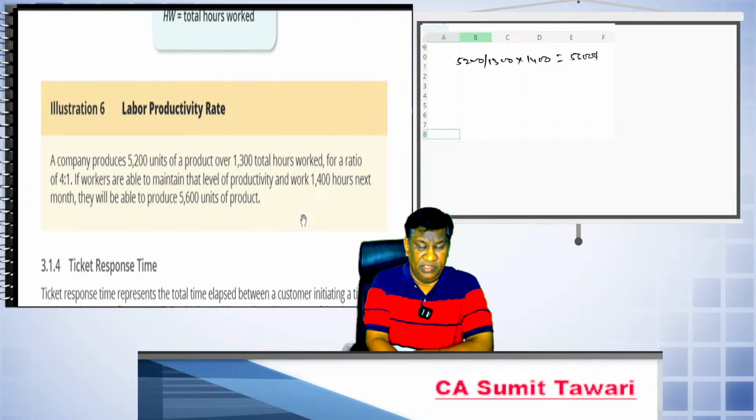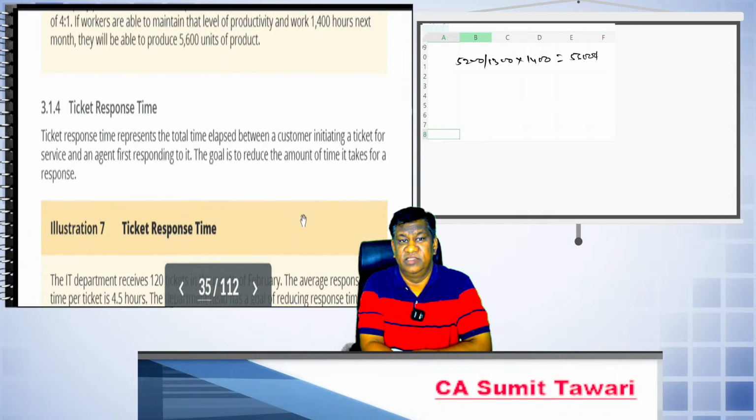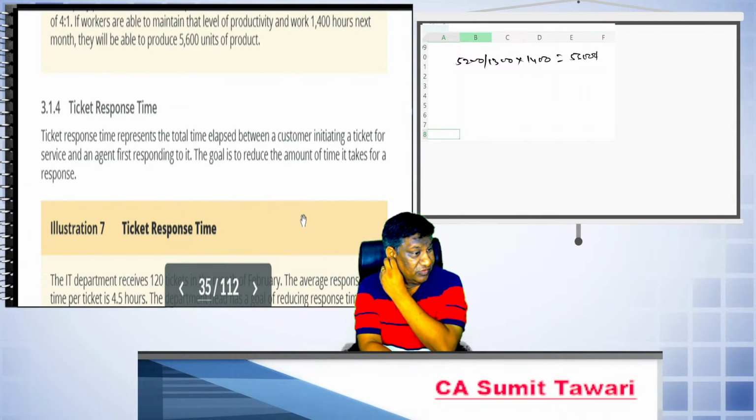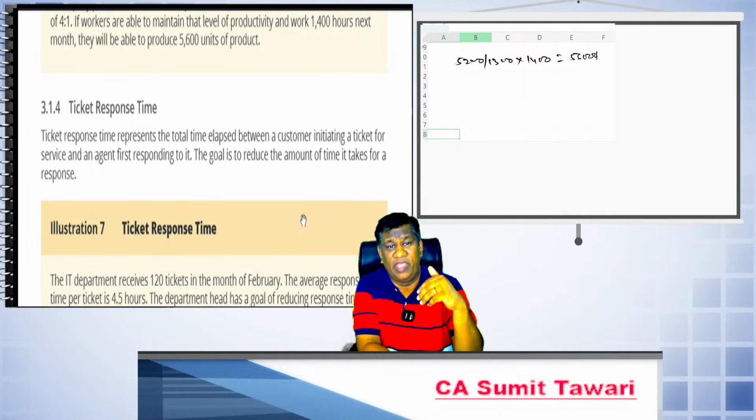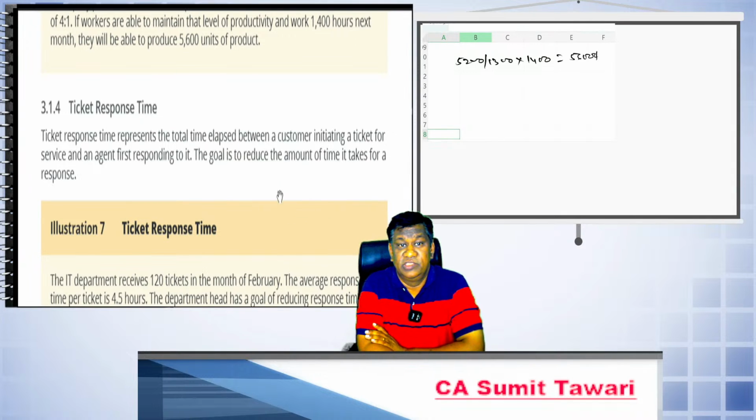Okay. Then ticket response time. So it is basically when you are providing a service. So in that situation, whatever tickets you have and how much time you spend to close the ticket, you can calculate the average ticket response time. So ticket response time represents the total time elapsed between a customer initiating a ticket for a service and an agent first responding to it. So the goal is to reduce the amount of time it takes for a response.